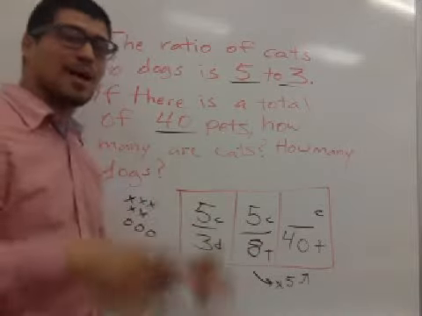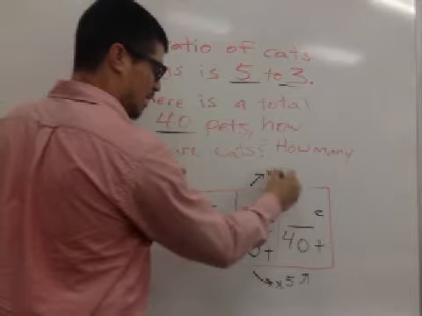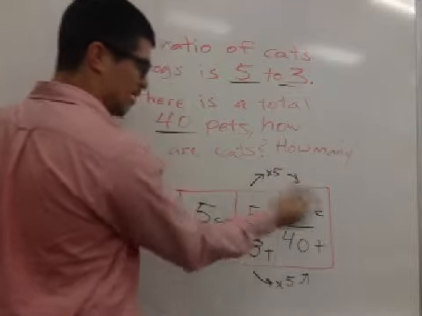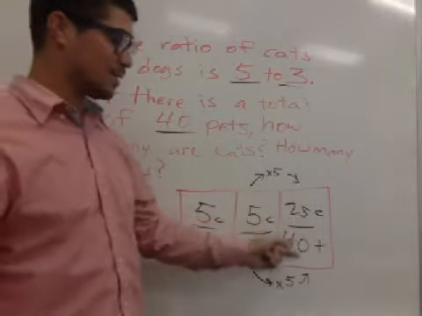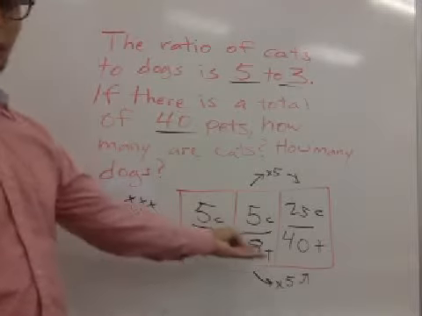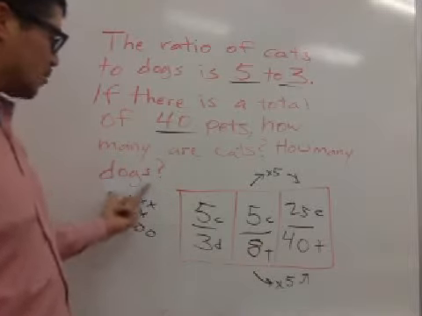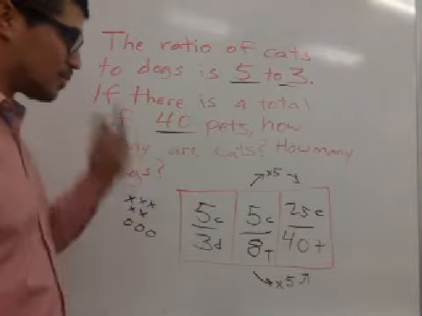Whatever I do to the bottom, I have to do to the top. 5 times 5 is 25. So now I have 25 cats over 40, which is my total. But here's part of the question. I also asked how many are dogs. Well, how many are dogs? That's not the hardest part to figure out.